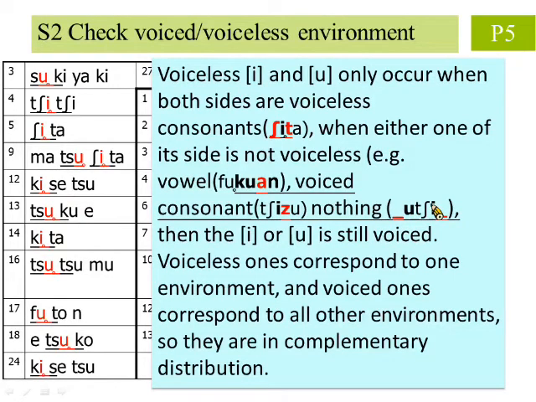Please take note, we have now labeled the environments in red instead of the vowels. Here, we can make a conclusion. Because voiceless vowels correspond to only the environment, and the voiced vowels correspond to all other environments, the voiced and voiceless vowels are in complementary distribution.